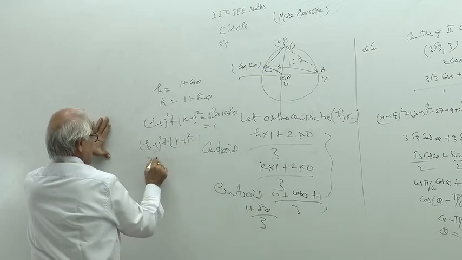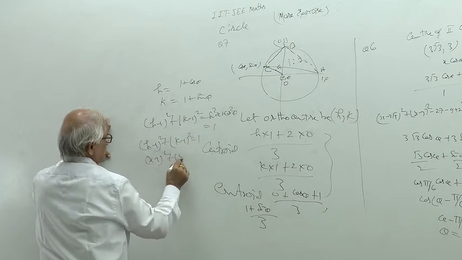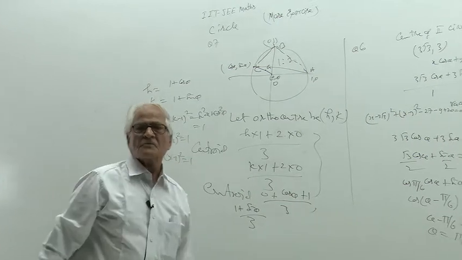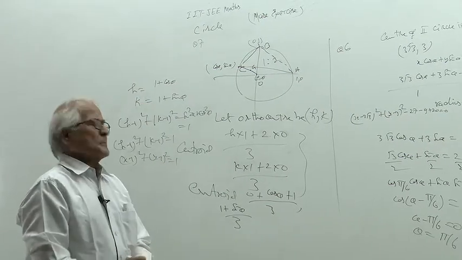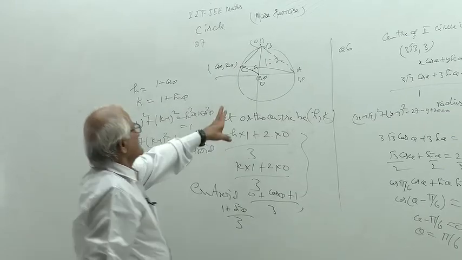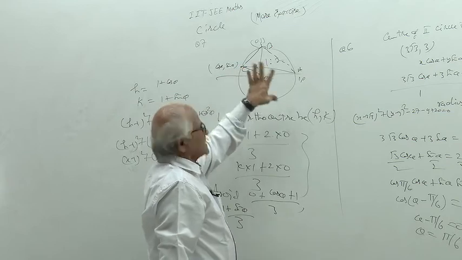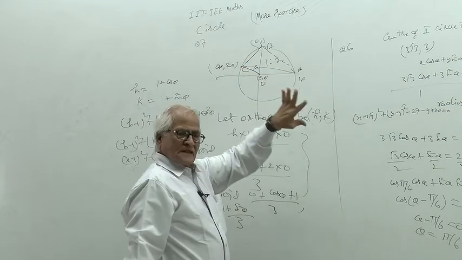(x minus 1) square plus (y minus 1) square is equal to 1, we have. This is the required locus. I am again repeating. Take the three points A, B, C. C is on the circle. A and B are also on the circle.